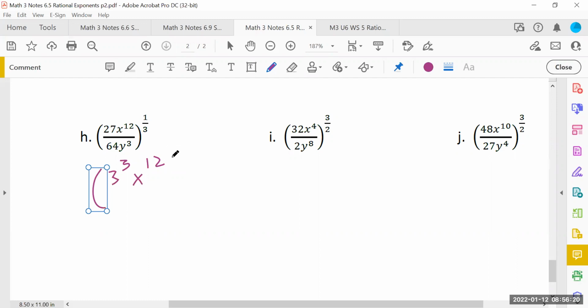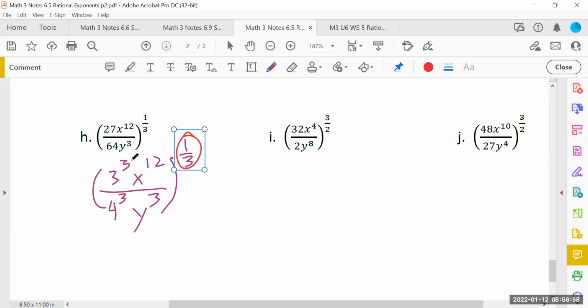x to the 12th times 1, or let's see, let's do it like this. Still the 1/3, I haven't distributed it yet. 64. Take that 64 and say, well, that's 4 to the third power or 2 to the 6th. You can do it either way. I'm going to do 4 to the third. y to the third. And then what I'm going to do is distribute in this 1/3 to everything, because every single term now has an exponent.